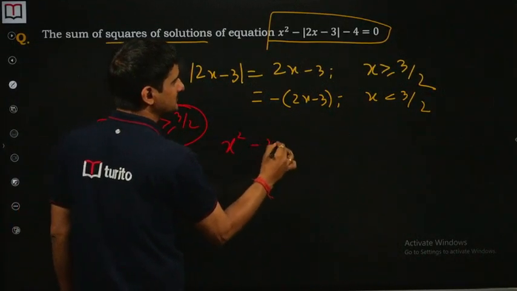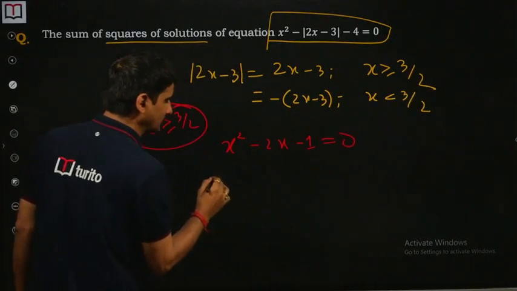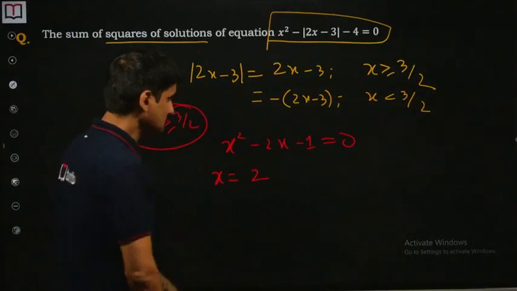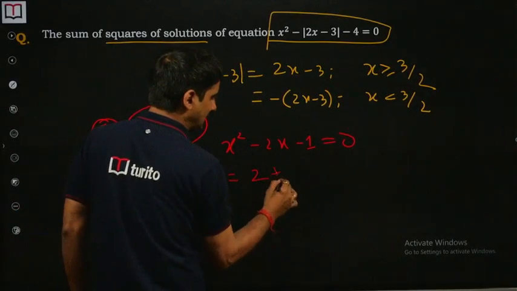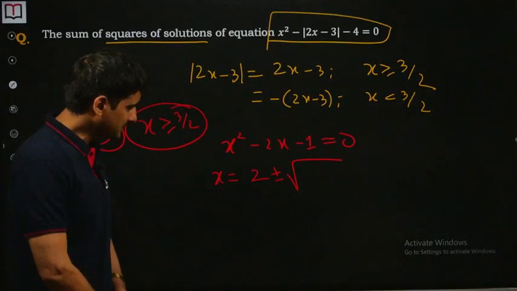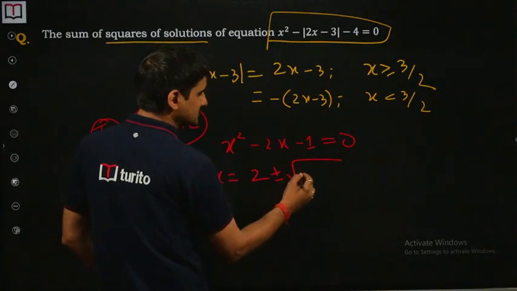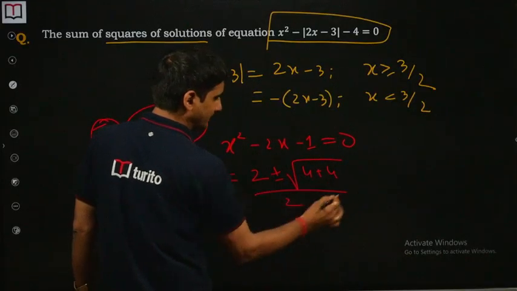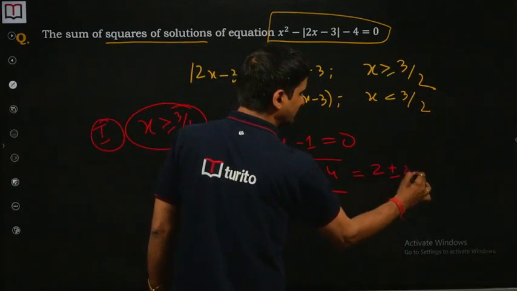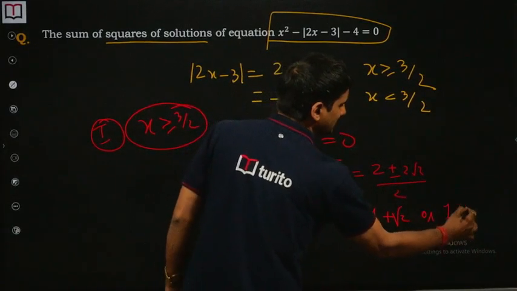x square minus 2x minus 1 plus 3 minus 1 equal to 0. So what are the roots? x is equal to 2 plus minus under root of b square minus 4ac, by 2. So it's 2 plus minus 2 root 2 by 2. So it's 1 plus root 2, or it's 1 minus root 2.